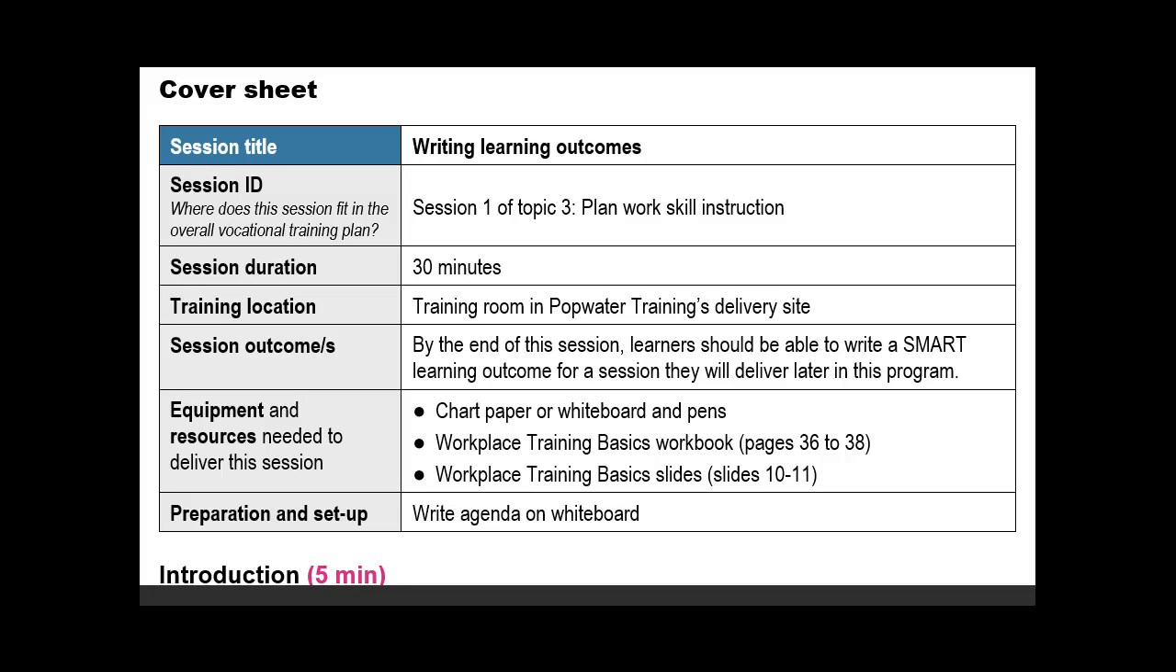There's a bit of a cover sheet there which talks about it being a 30-minute session. It's going to occur in the training room. We've also got a session outcome, so a learning outcome. And the session title here is about writing learning outcomes. So the session outcome again starts with that by the end of this session, learners should be able to write a smart learning outcome for a session they will deliver later in the program.